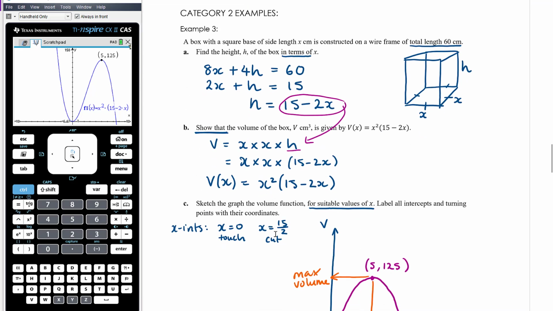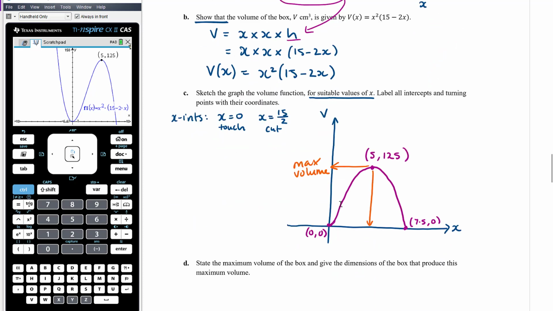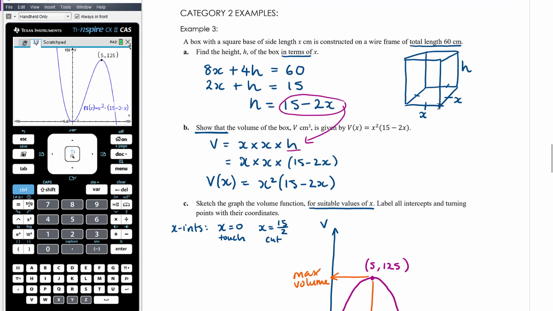It also asks us for the dimensions. The dimensions of a box are length and width and height. So we actually also need to calculate h. We know that the maximum volume happens when x equals 5, so the base of the box will be 5 by 5. But when x equals 5, we need to work out what h is. And when x equals 5, h is going to be 15 minus 2 times 5. So that's 15 minus 10. So h is also 5.